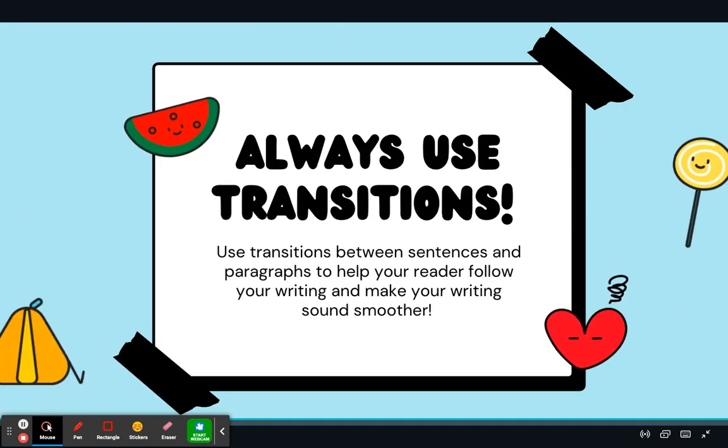So, in conclusion, always use transitions, whether it's between sentences inside your paragraphs or if it's between paragraphs. Transitions connect your ideas and help your reader follow along.